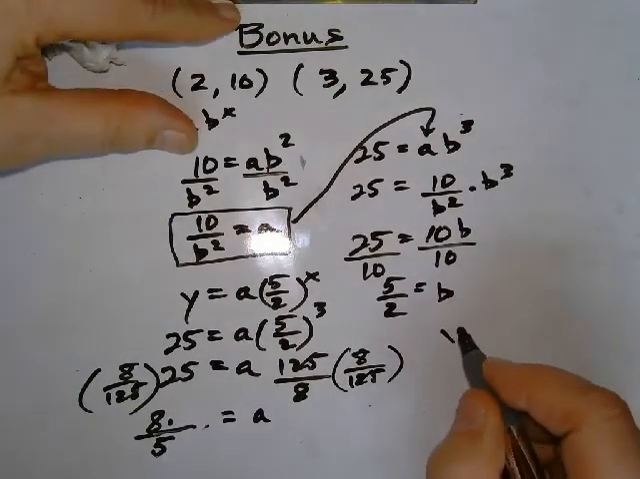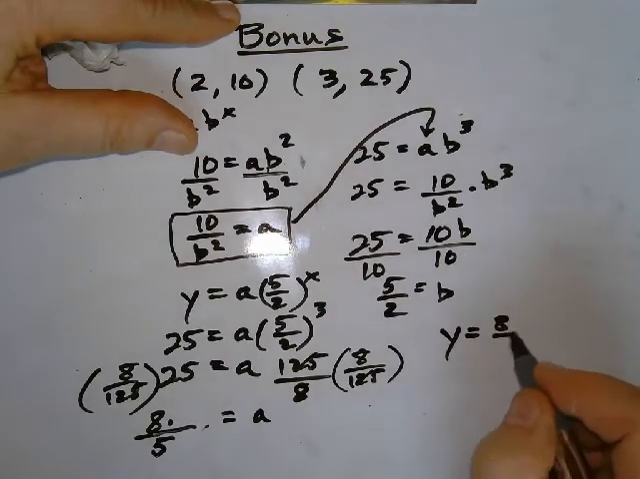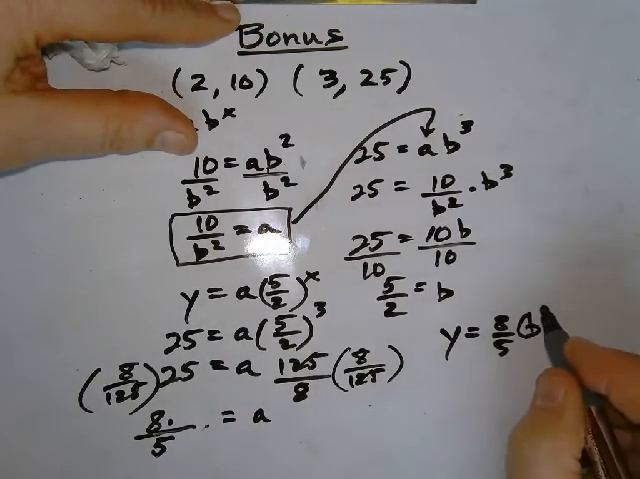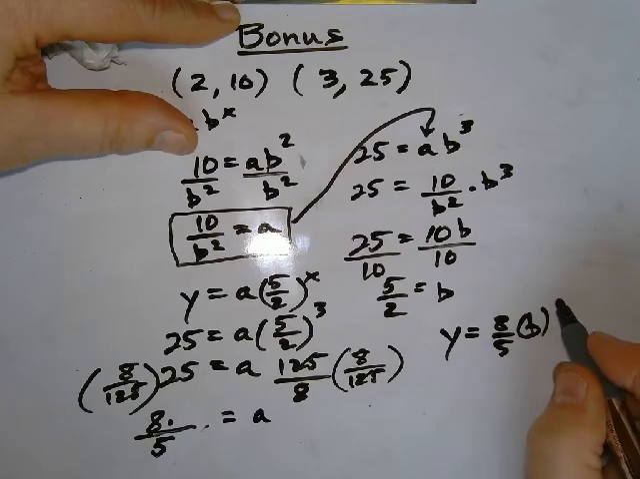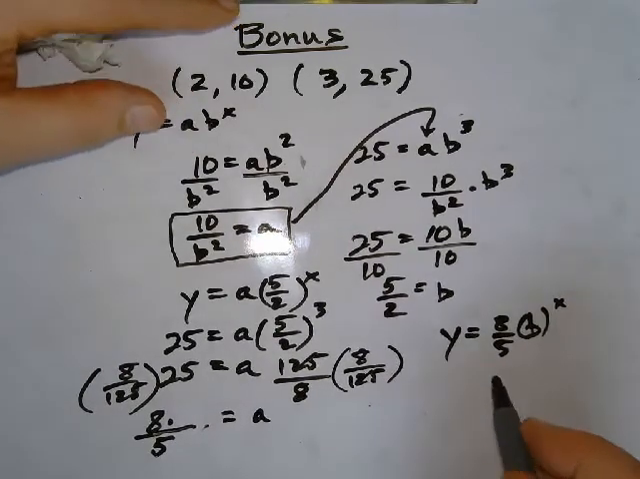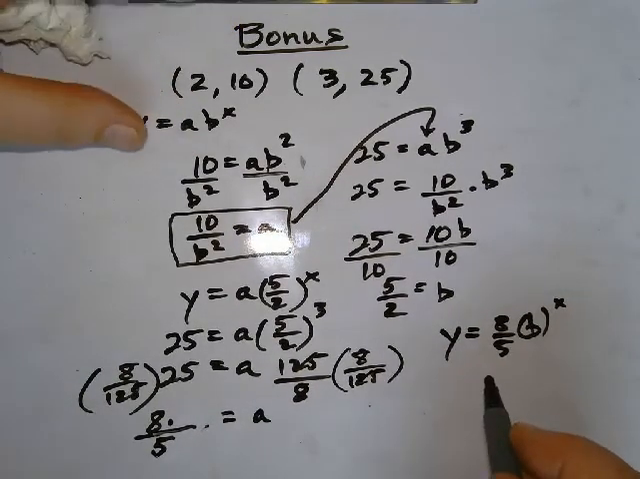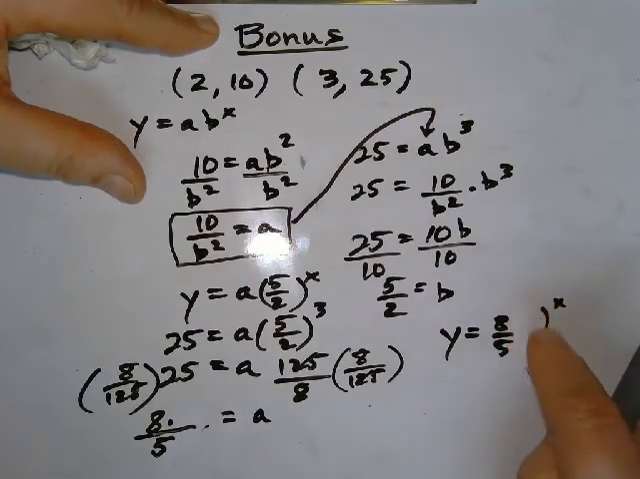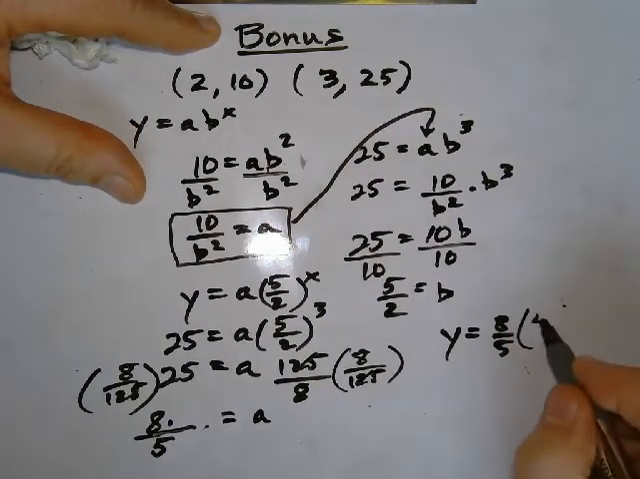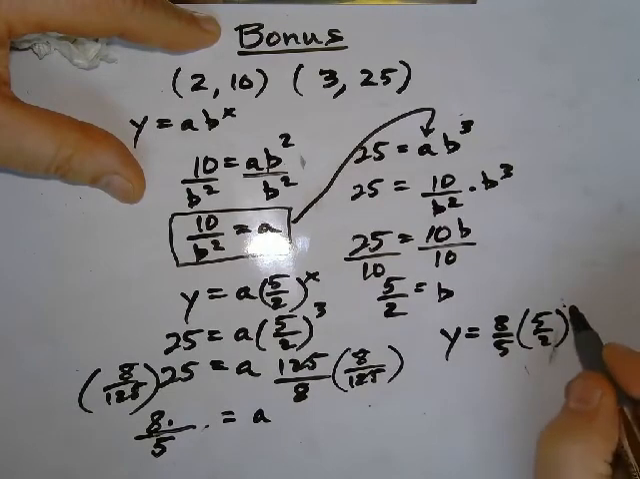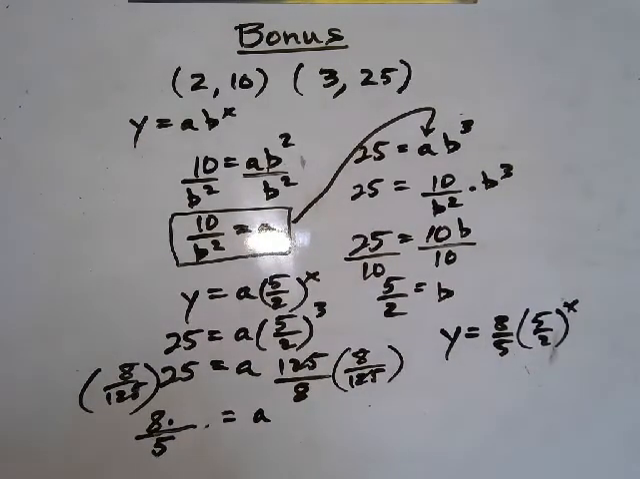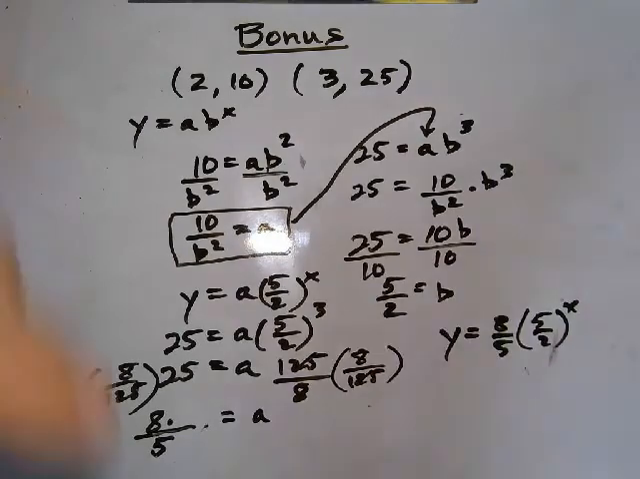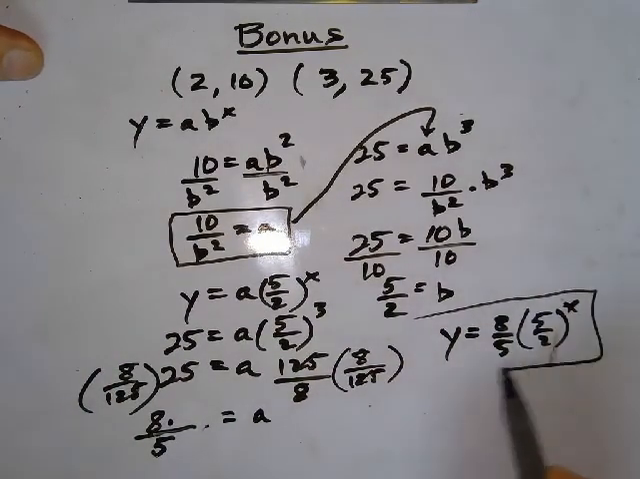So we'll stick that back in. Y equals 8/5. We don't know B. I'm sorry, we do know B. B was 5 halves. So this problem, I'm not sure which one is easier, substitution or elimination, but it just shows you that you can actually solve and find an equation even if you don't have the y-intercept. Now this is a bonus feature for you to be able to do that.